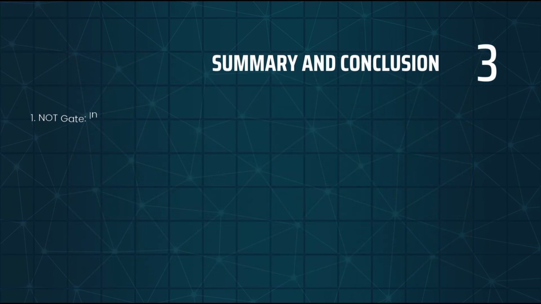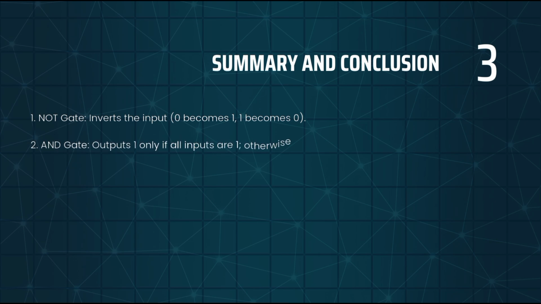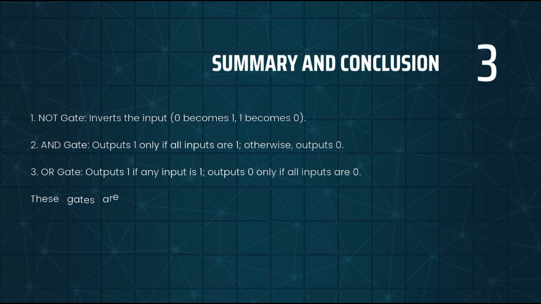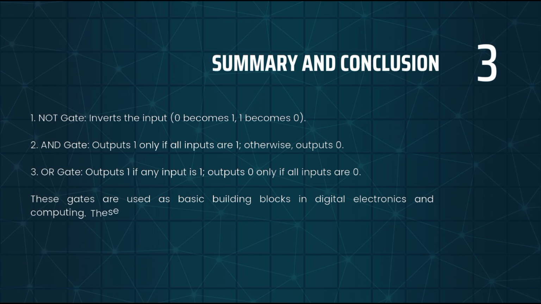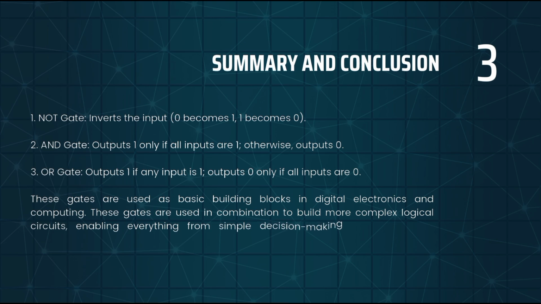Summary of logic gates. 1. NOT gate inverts the input. Input 1, output 0; input 0, output 1. 2. AND gate outputs 1 only when all inputs are 1. Input 1, 1, output 1; otherwise output 0. 3. OR gate outputs 1 when any input is 1. Input 0, 1 or 1, 0 or 1, 1, output 1; input 0, 0, output 0.